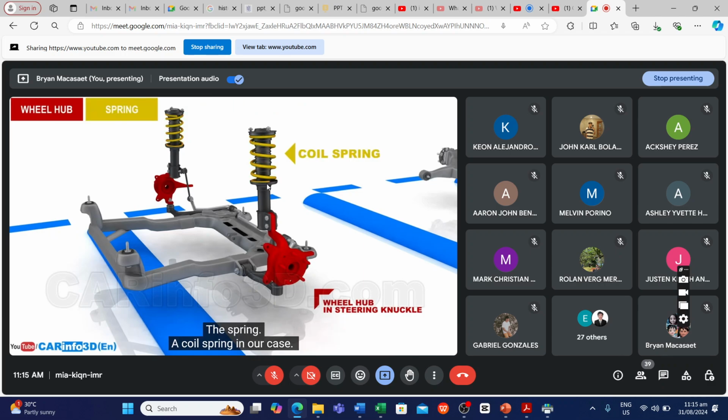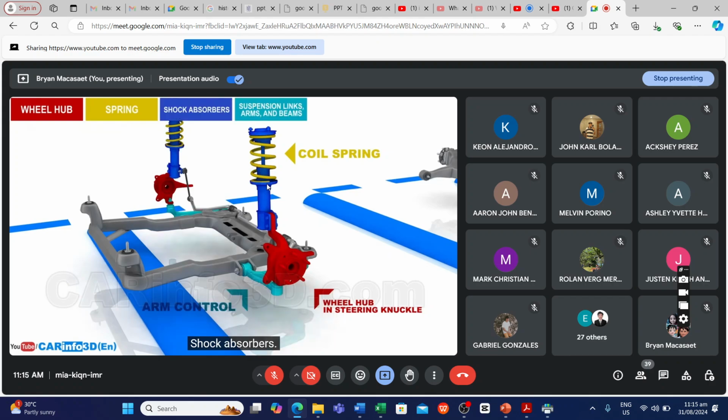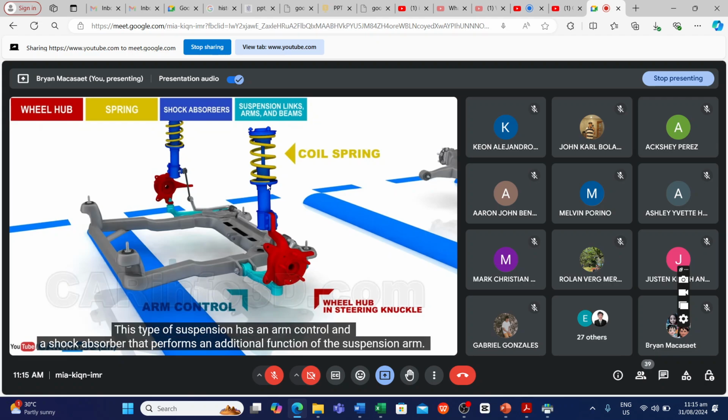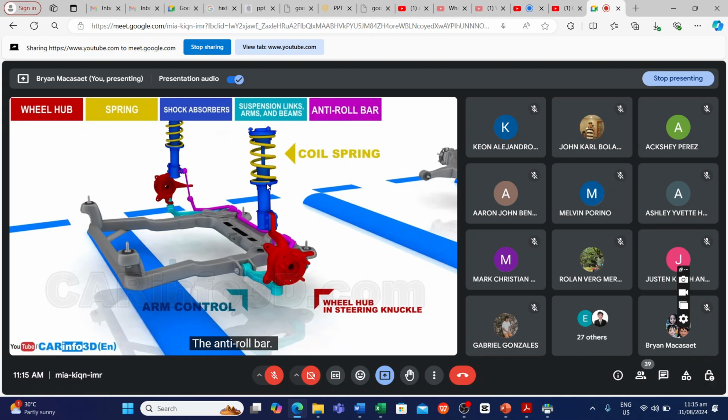The spring, a coil spring in our case. Shock absorbers. Suspension links, arms, and beams. This type of suspension has an arm control and a shock absorber that performs an additional function of the suspension arm. The anti-roll bar.